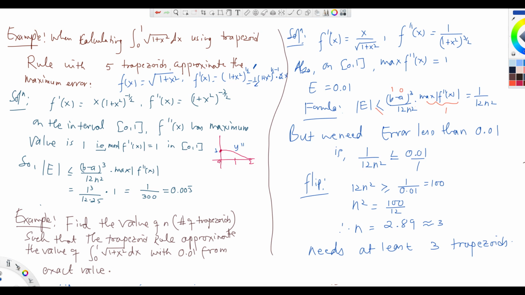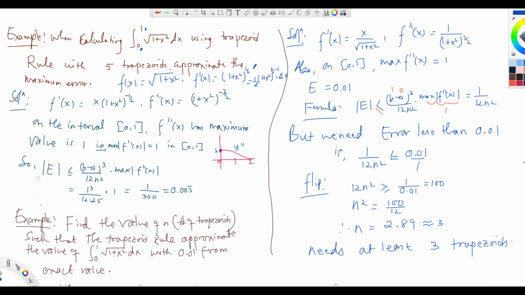You see that in the interval 0 to 1, because our interval is 0 to 1, the maximum value is 1, and it is at x equals 0. At x equals 0, the second derivative is maximum, which is 1. So on the interval 0 to 1, f double prime of x has a maximum value of 1. That is, the maximum of the absolute value of f double prime of x equals 1 in the interval 0 to 1.